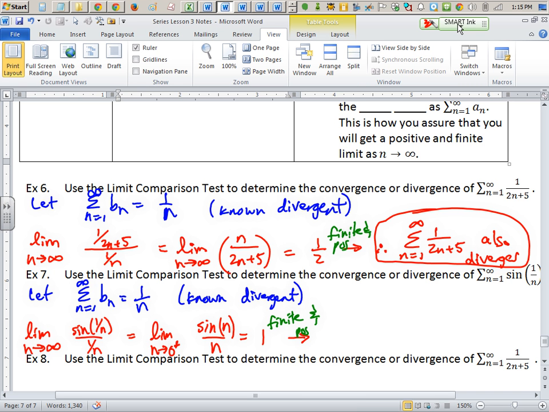Our conclusion? The series they gave me, the awkward one, sine 1 over n, should behave the same way 1 over n does. But 1 over n is a known divergent. Diverges also.